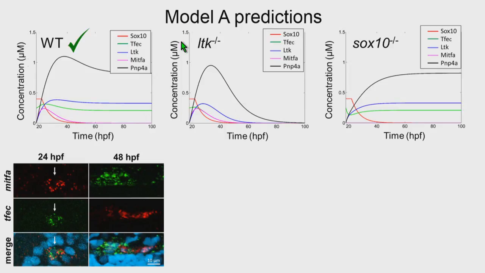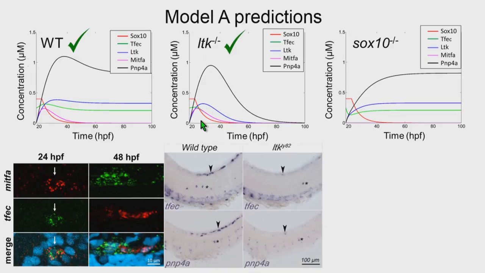Moreover, looking at predicting the dynamics when simulating an LTK loss of function, we find that these are qualitatively biologically accurate. So what we see here in the prediction is that PNP4A first rises and then drops, and TFEC is doing the same in an LTK mutant. By looking at LTK mutants in our experiments, we find that this is indeed true, and we have a gradual decline of both TFEC and PNP4A expression at late stages.